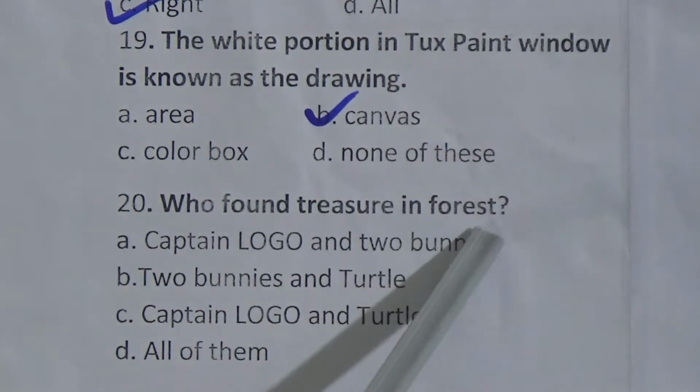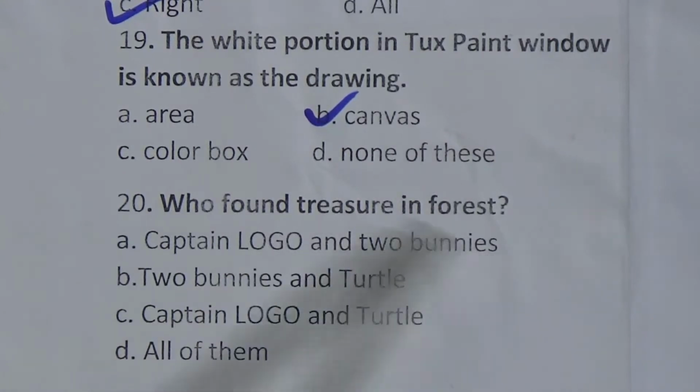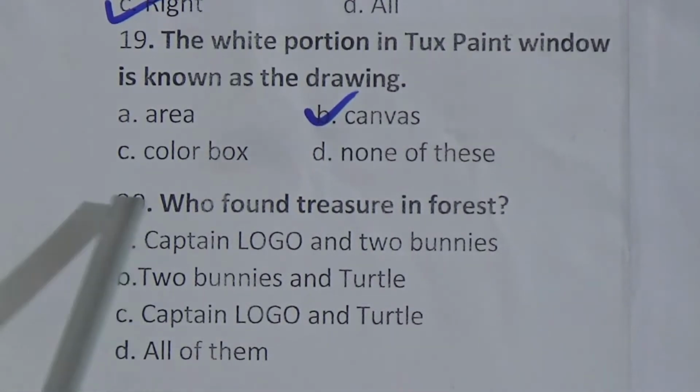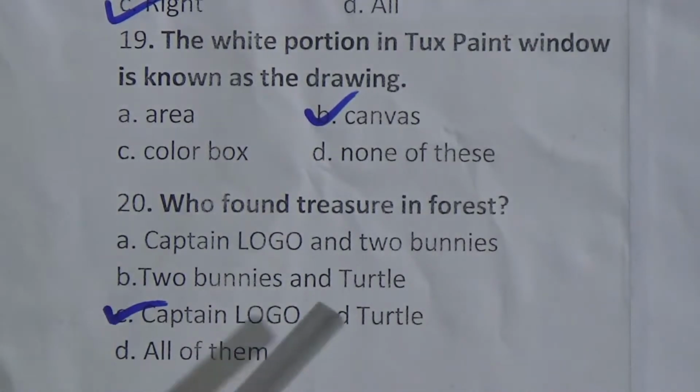Who found the treasure in the forest? Option A, Captain Logo and two bunnies. Option B, two bunnies and the turtle. C, Captain Logo and the turtle. D, all of them. So which one is correct? We find the answer will be C, Captain Logo and the turtle.